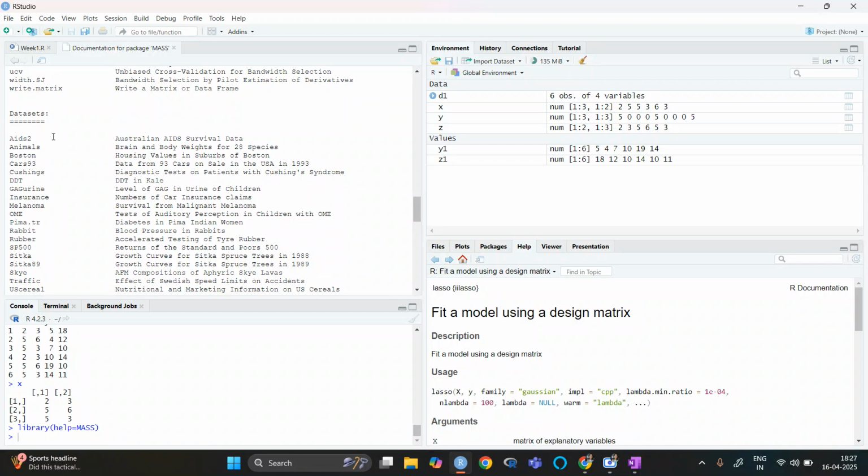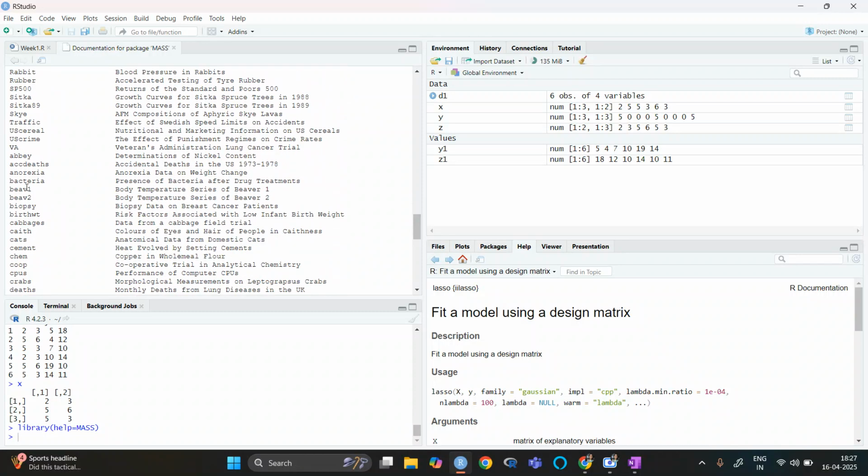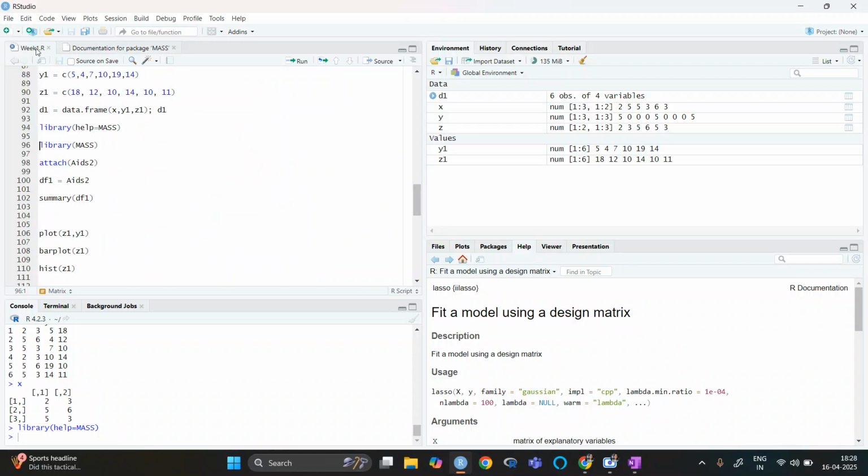Now here you can see that there are multiple data sets, so you can go through them, take a suitable data set, and model it on your own, whatever we have done till now. Like in the last class we did lasso regression, and for that I took one of the data sets. So here you have a lot of data sets on which you can work.